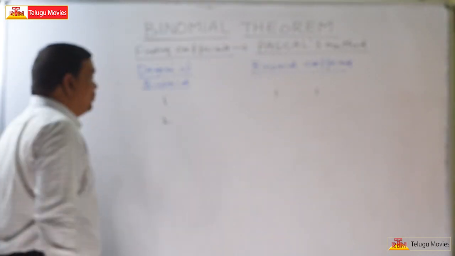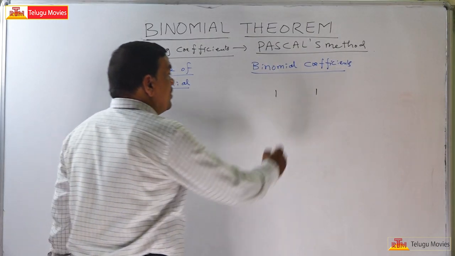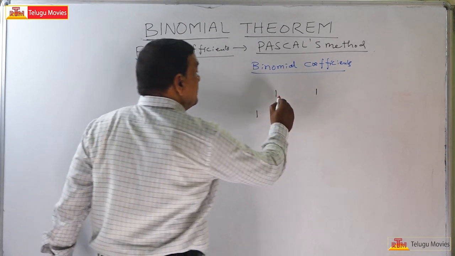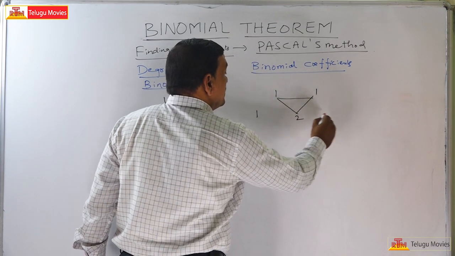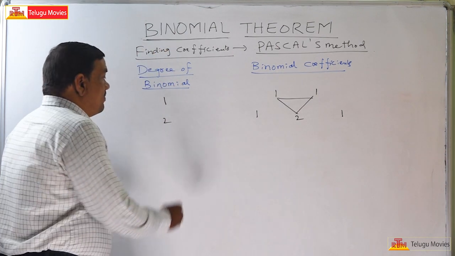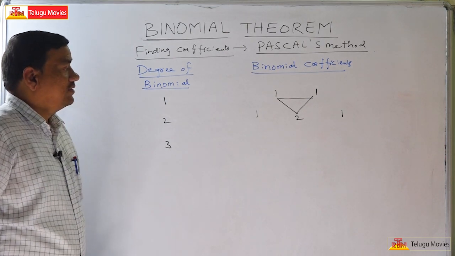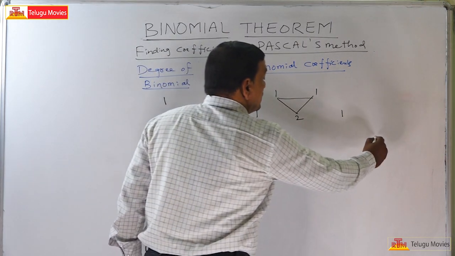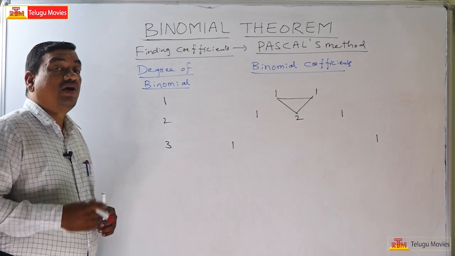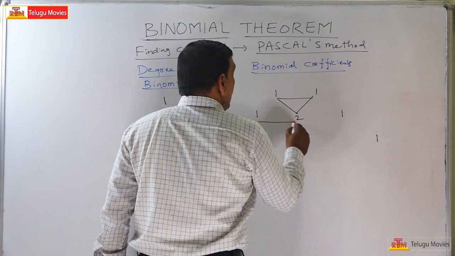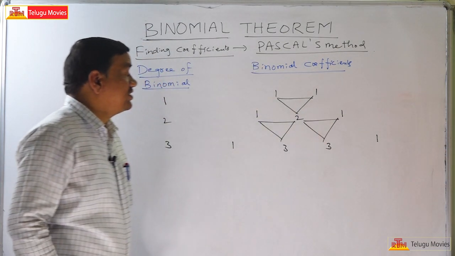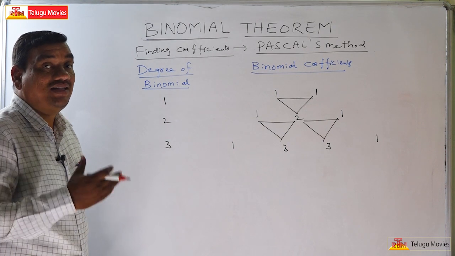If the degree of the binomial is 2, the binomial coefficients are: the first term coefficient is 1, and the middle term coefficient is 1 plus 1, 2. If the degree is 3, the first term coefficient is 1 and the last term coefficient is 1. Coming to the middle two terms, if the degree is 3, the number of terms is 4. So here you will get 1 plus 2, 3 and 2 plus 1, 3. Therefore the binomial coefficients are 1, 3, 3, 1.